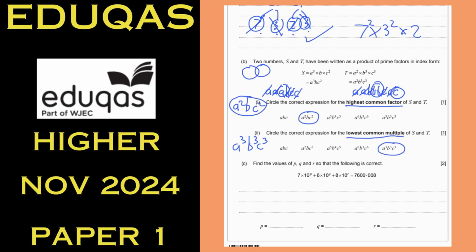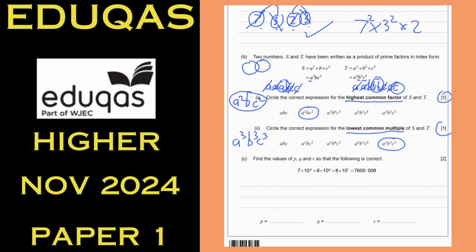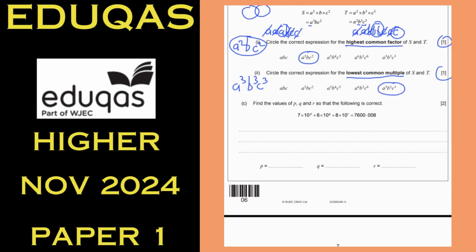There'll be some other people who go, don't we just pick the highest power of A, highest power of B, and highest power of C when we're looking for the lowest common multiple? And yes, that's exactly right. I just think it's worth mentioning the long way and the short way. But there we go. Part C.